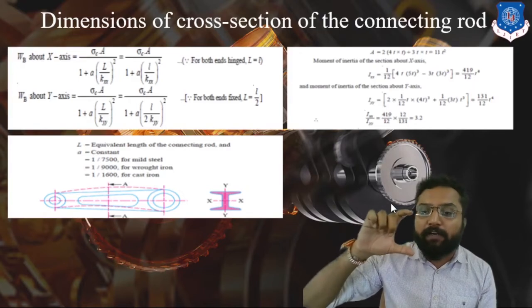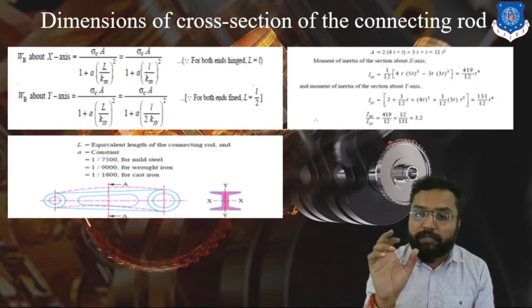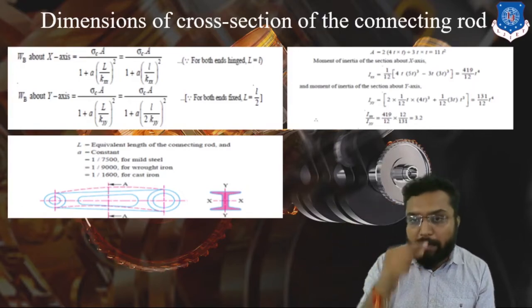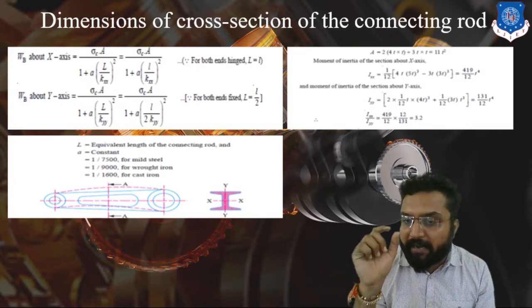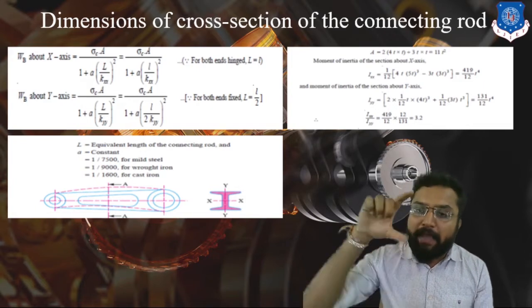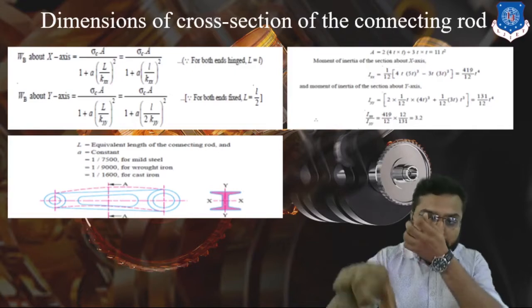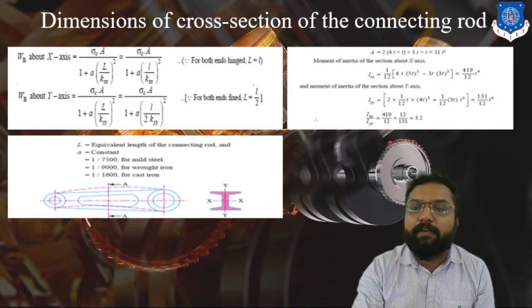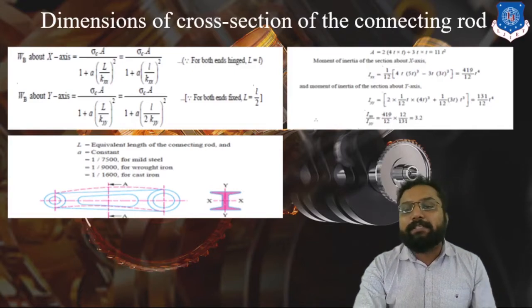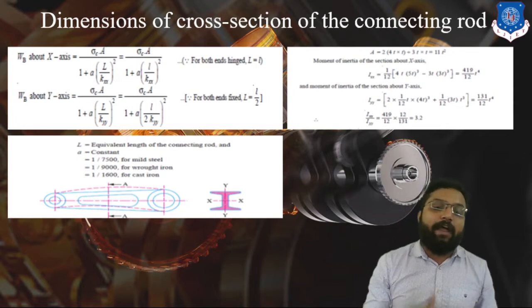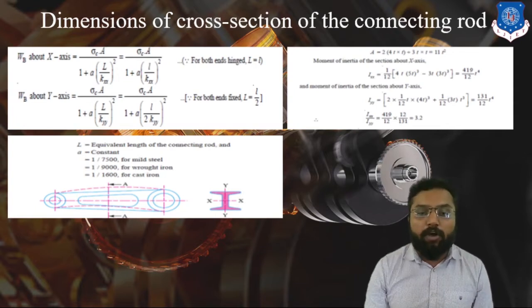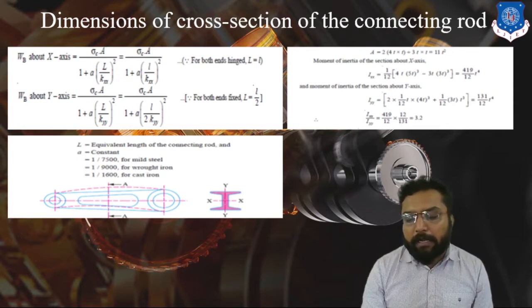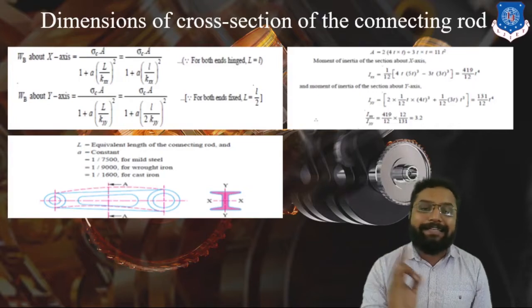its base is 1t and its depth is 40, and in case of the web, its depth is 1t and base is 3t. So ultimately it is 131 by 12 t, and here you can see the higher the value, it will try to buckle on that side. Clear? So our connecting rod will try to buckle in the xx direction.